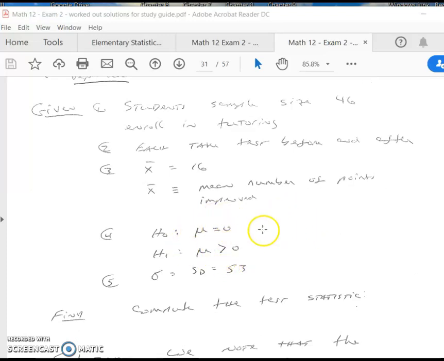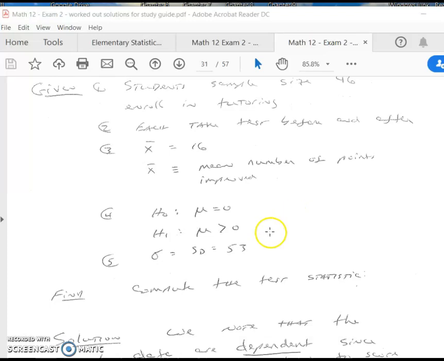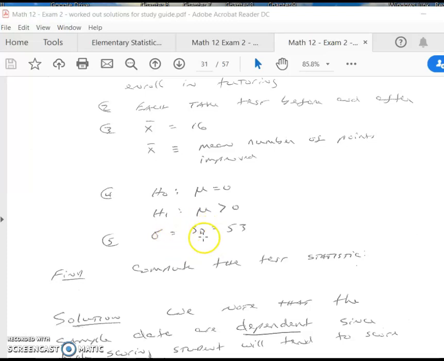Okay, so what we're also given here is that we're going to assume that the null hypothesis is that the mu of the differences is 0. Before and after, the difference is 0. The research hypothesis is that it is greater than 0. There was an improvement. And then, see, this is what makes me crazy. The problem says sigma, but in the book it's S sub D equals 53.